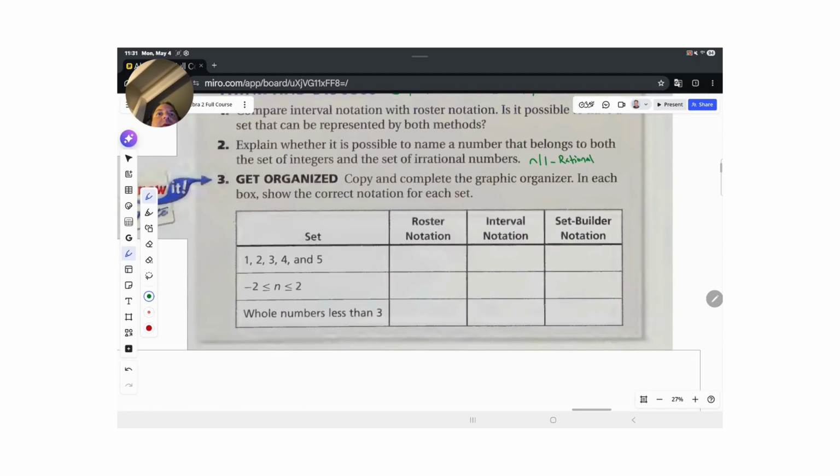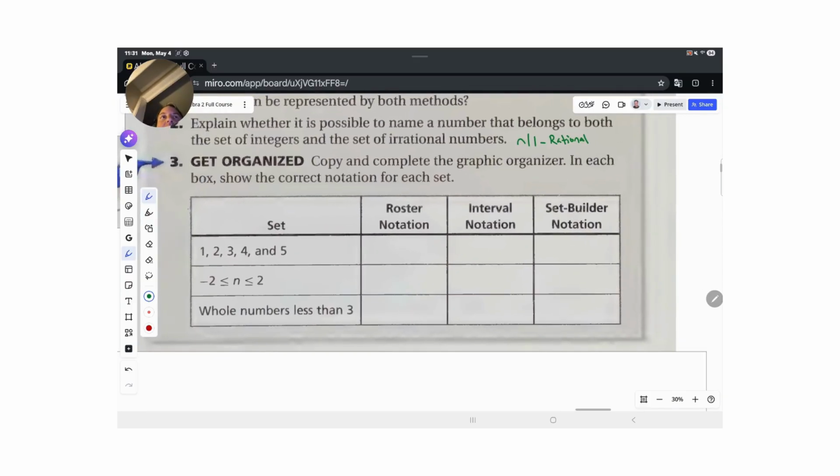All right, what about number 3? We're going to complete the graphic organizer here. So we want to fill in each cell of our table. If a notation cannot represent that set, we would write cannot be written and explain why. All right, so for row 1, we have 1, 2, 3, 4, 5. Okay, that's a finite set. So our roster, let's write that out.